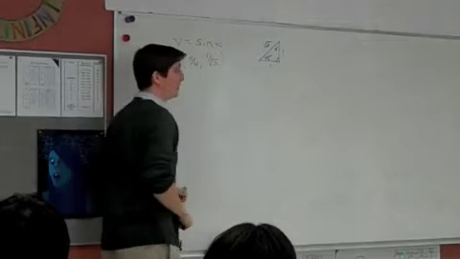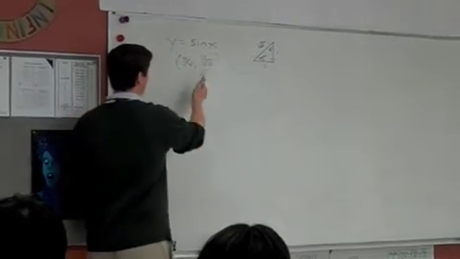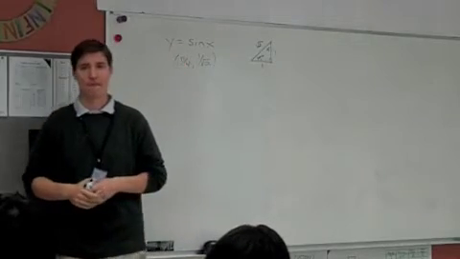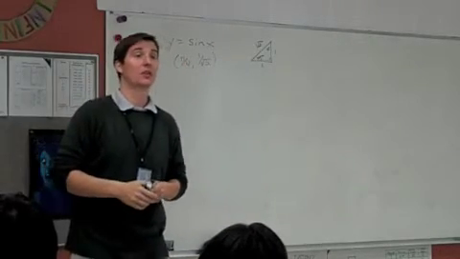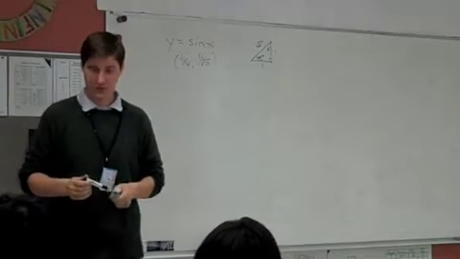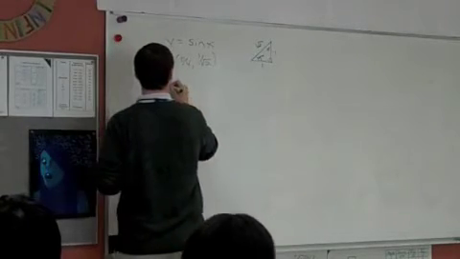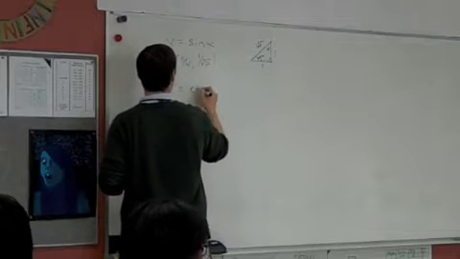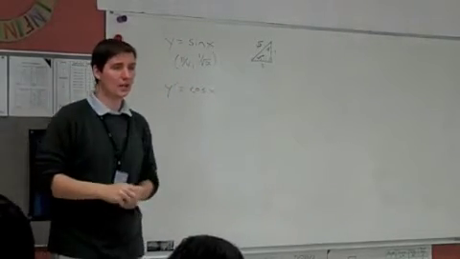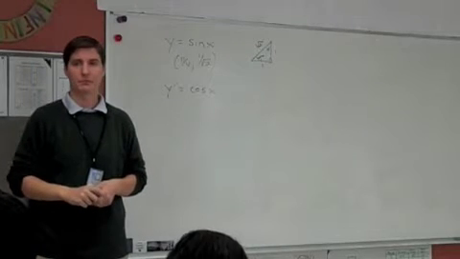I want to know what the slope of the tangent line is at this point. What's the first thing I need to do? Take the derivative. What's the derivative of sine x? That is cosine of x. Now what do I do with my cosine of x derivative function?